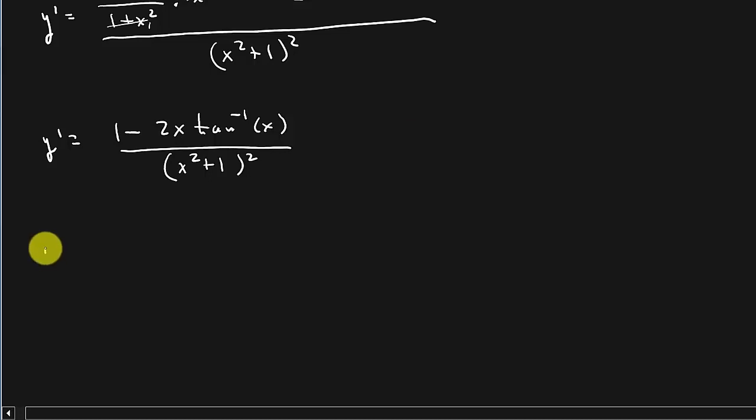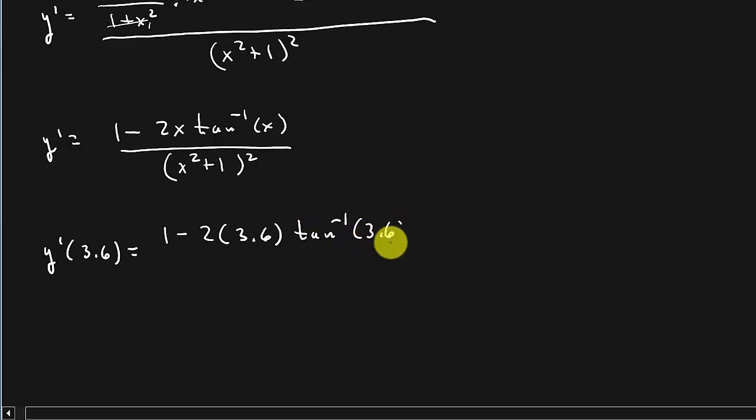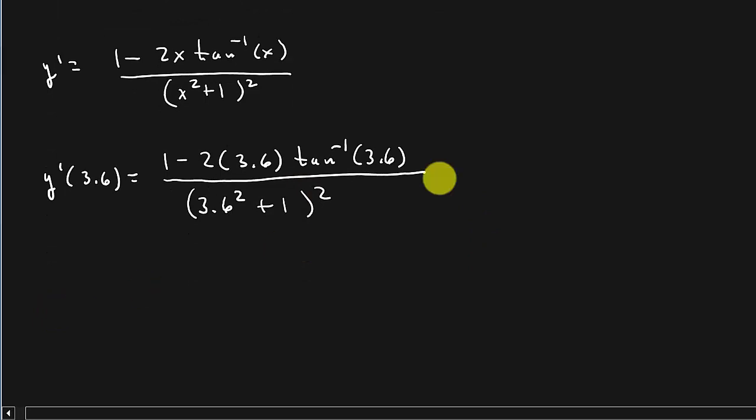And so we get y prime of 3.6 is equal to 1 minus 2 times 3.6 times the inverse tan of 3.6 over 3.6 squared plus 1 squared. And this is not one you're going to be able to do in your head. You're going to have to punch that into your calculator. And when you do that, you're going to get negative 0.0429. Now, pause the video, plug that into your calculator and see what you get.